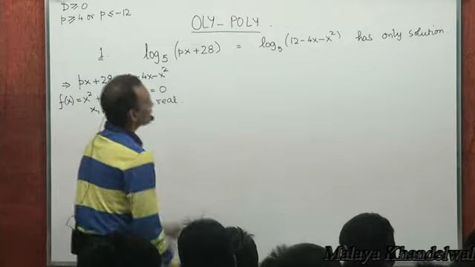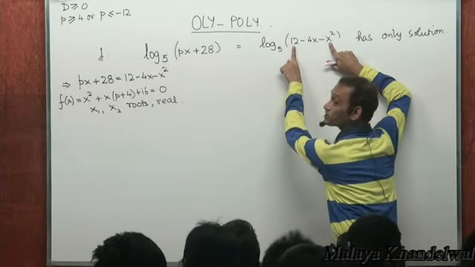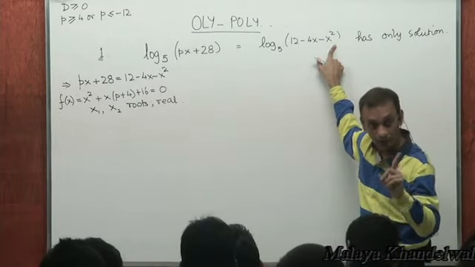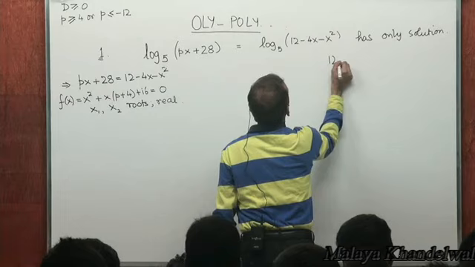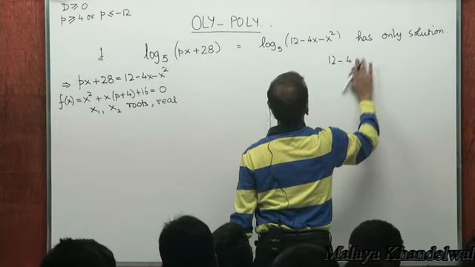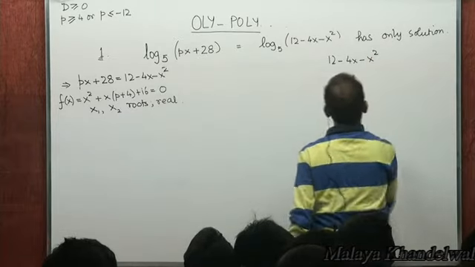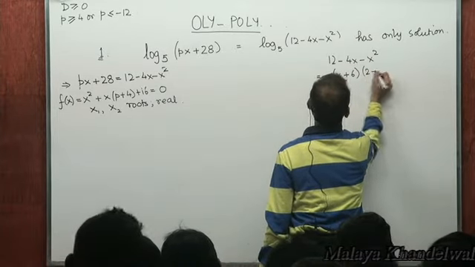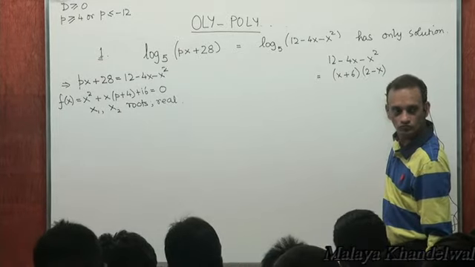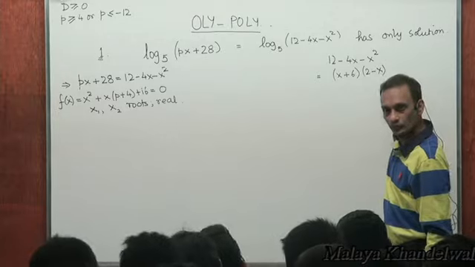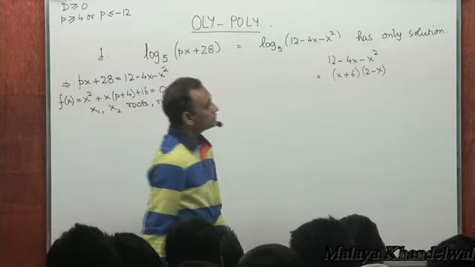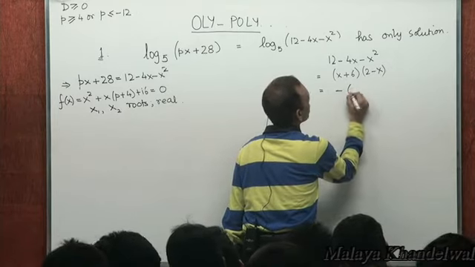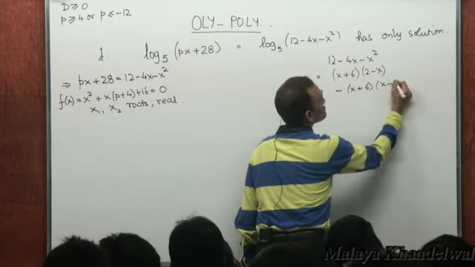Now let me examine the values of x for which this is positive, examine the values of x for which this is negative, this expression 12 minus 4x minus x squared. Okay. Now 12 minus 4x minus x squared is actually x plus 6 into 2 minus x. Yes or no? Yes or no? Right? Now realize that this could have been written as minus of x plus 6 into x minus 2.